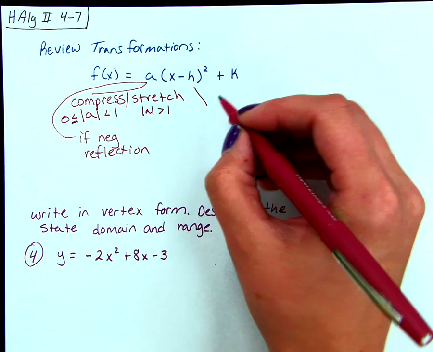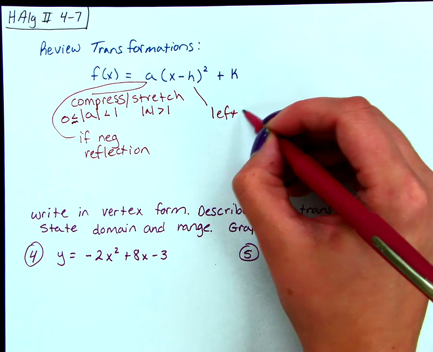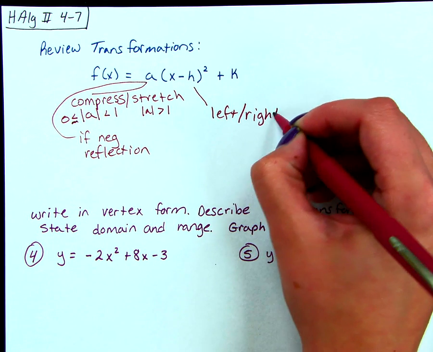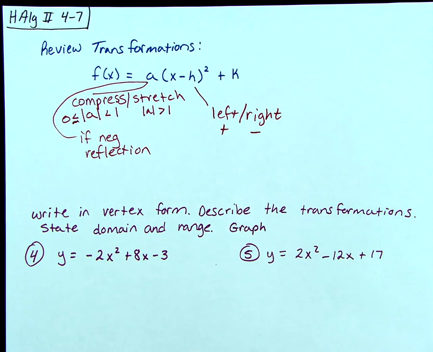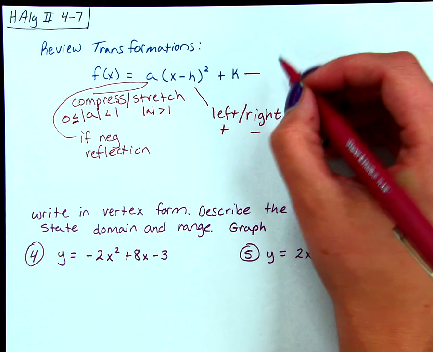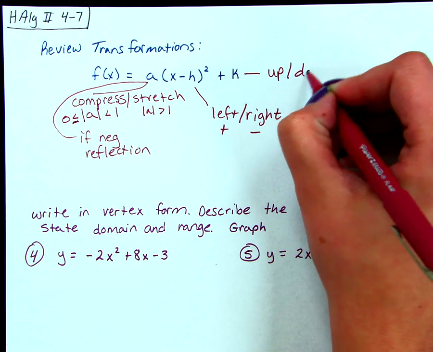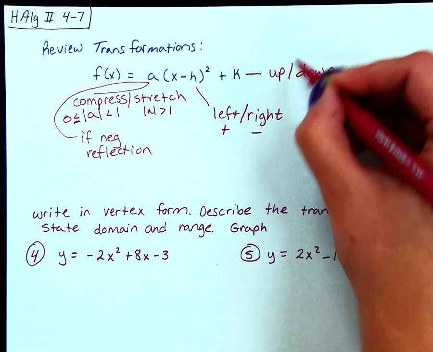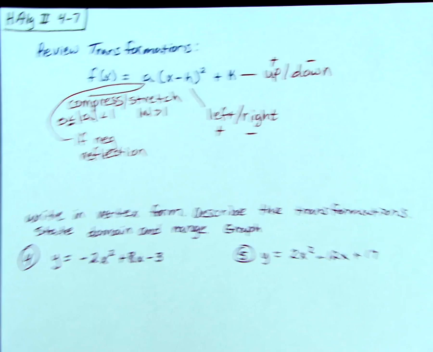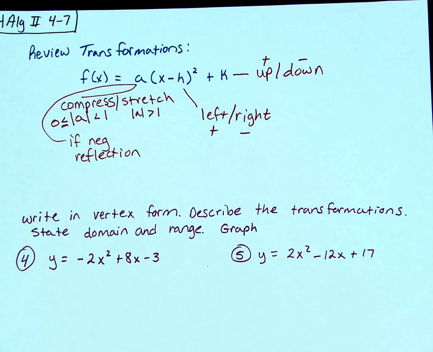So H moves the graph left or right. So left is positive, right is negative. So again, it does the opposite of what we think it would do. And then K moves the graph either up or down. So up is positive, down is negative. So it's going to do exactly what we think it does.